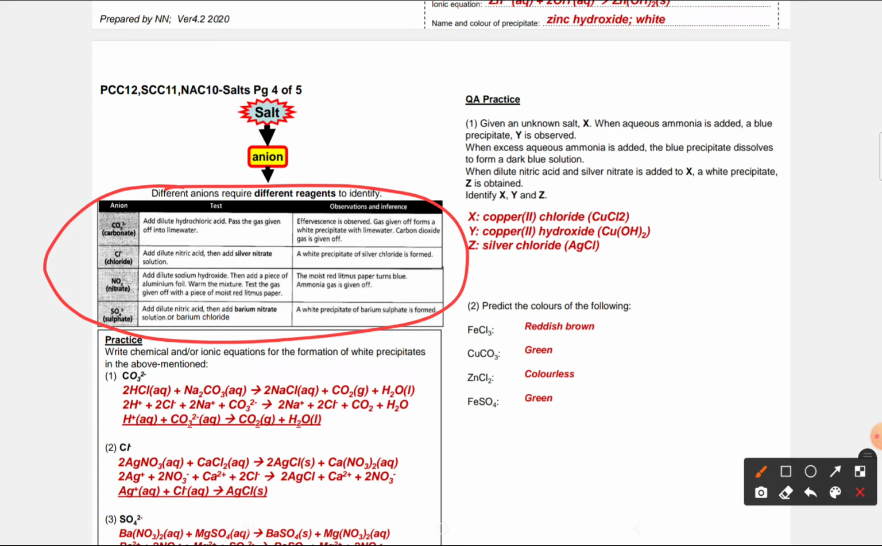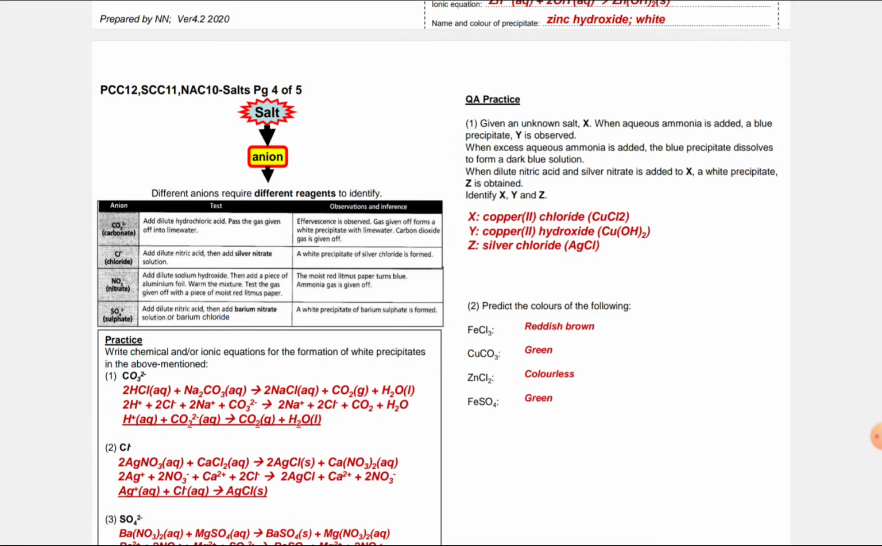So for example, how do you test for chloride ion? You need to first add dilute nitric acid followed by silver nitrate. And bear in mind that the function of the nitric acid is to react with any carbonate ion that could be present, because the carbonate ion will also form white precipitate with silver nitrate. So in order to eliminate the possibility that carbonate ion could be present in the solution, you need to add the dilute nitric acid, because acid reacts with carbonate to form salt, water, and carbon dioxide. Now let's go back to the quiz.